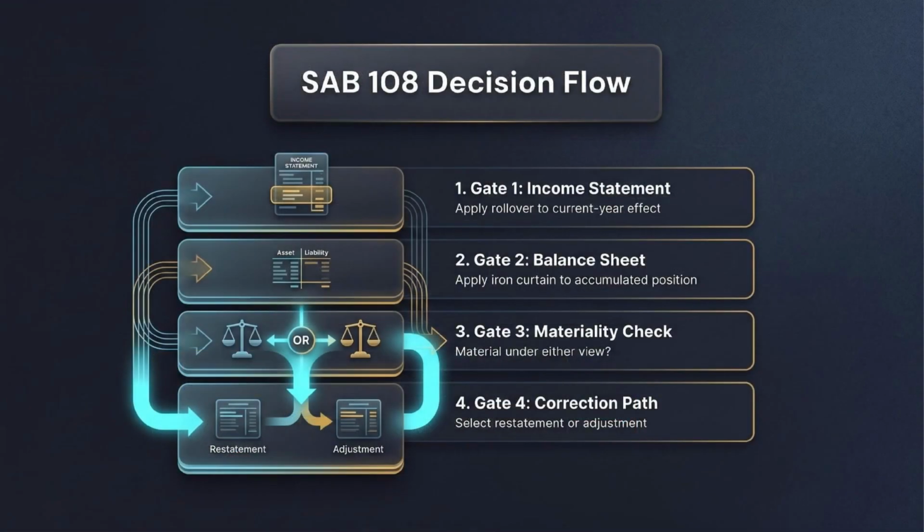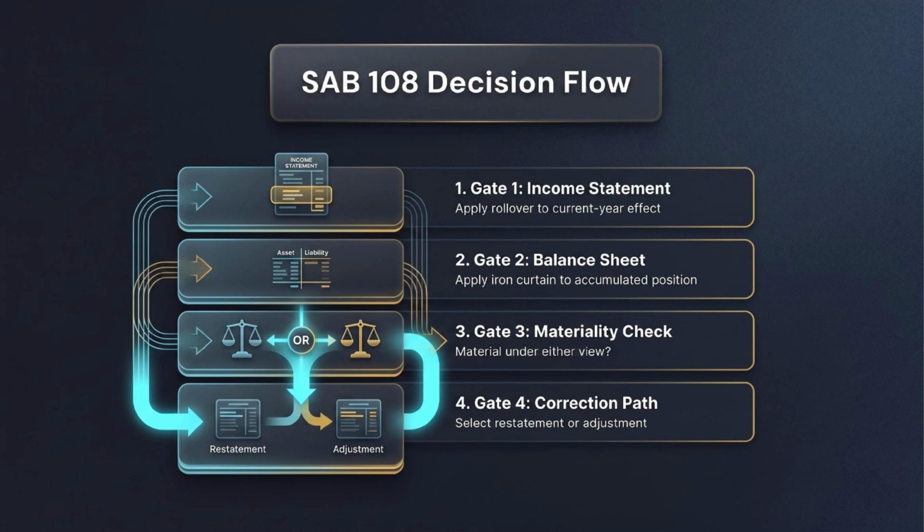The SAB 108 decision flow is structured but still requires professional judgment. First, test the income statement view using rollover. Second, test the balance sheet view using iron curtain. Third, ask whether the misstatement is material under either view. If the answer is yes, the correction path must be considered. That may involve restatement, current period adjustment, opening retained earnings adjustment in specific circumstances, and disclosure.